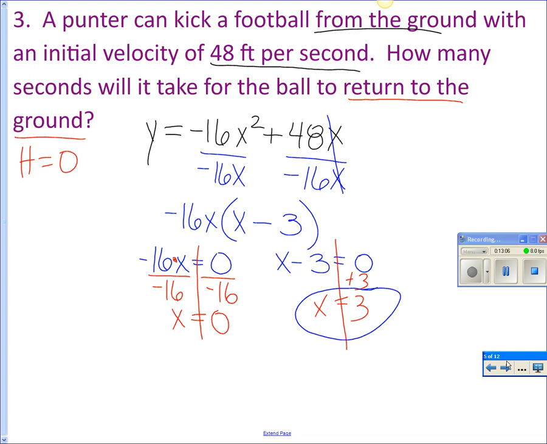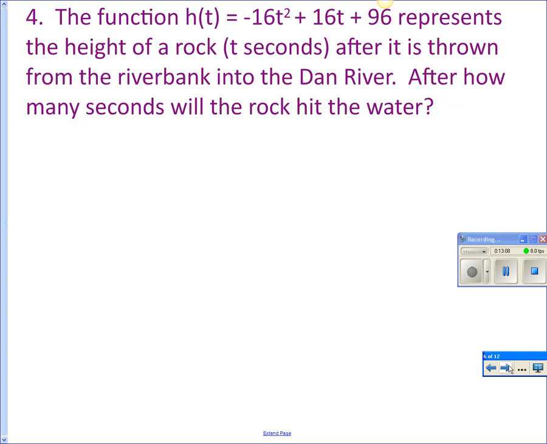All right. Number 4. The function h of t equals -16t squared plus 16t plus 96 represents the height of a rock t seconds after it's thrown from the riverbank into the Dayan River. After how many seconds will it take for the rock to hit the water? LeVar, what should I circle? And what else?